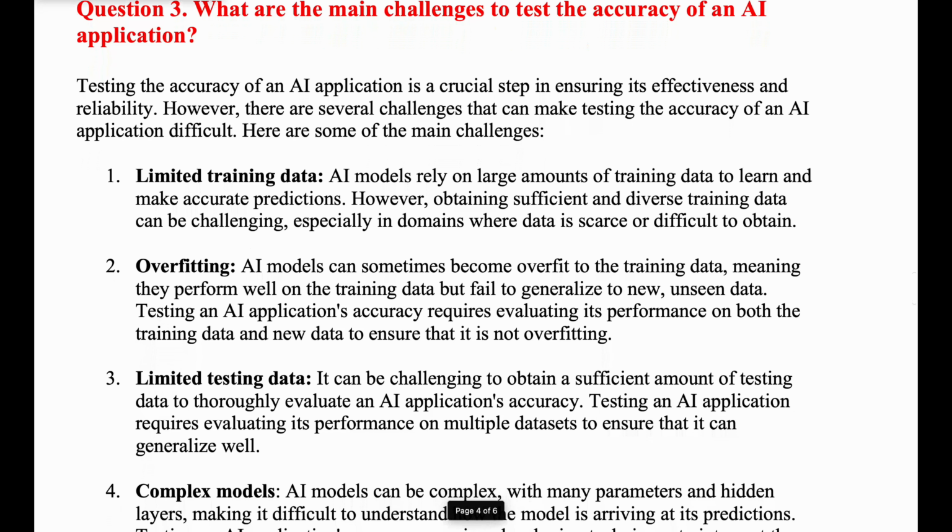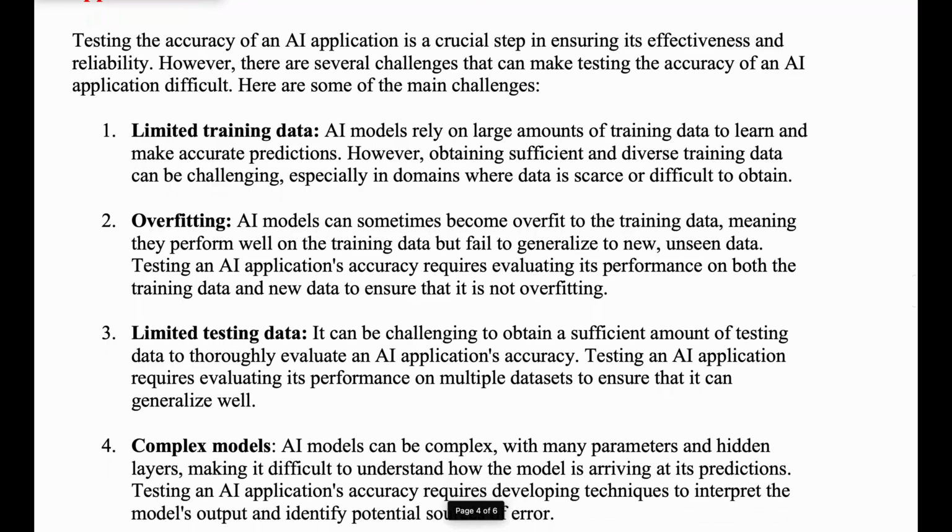First one is limited training data. Friends, AI models rely on large amounts of training data to learn and make accurate predictions. However, obtaining sufficient and diverse training data can be challenging, especially in domains where data is scarce or difficult to obtain.